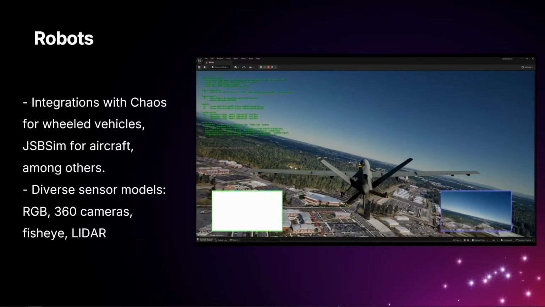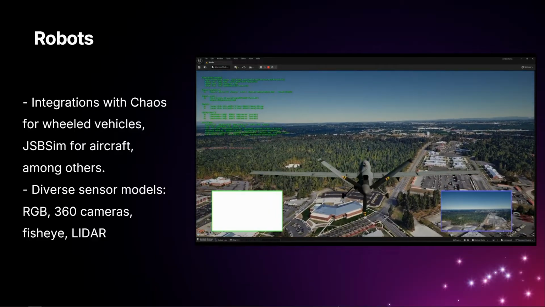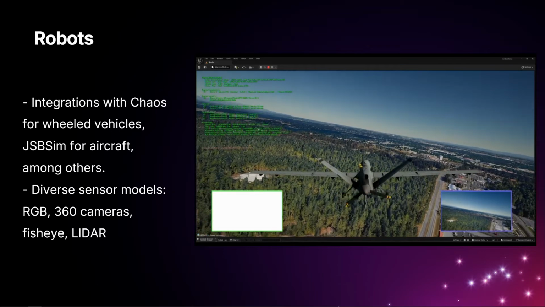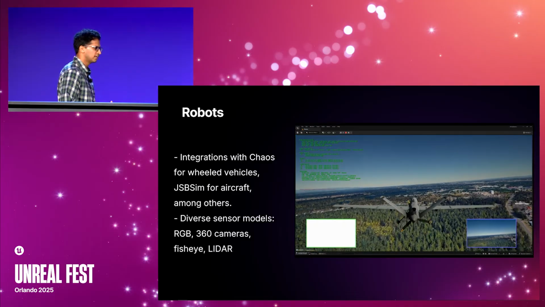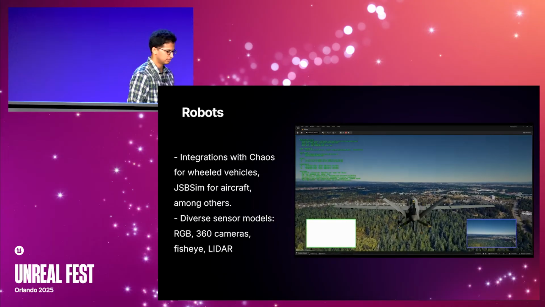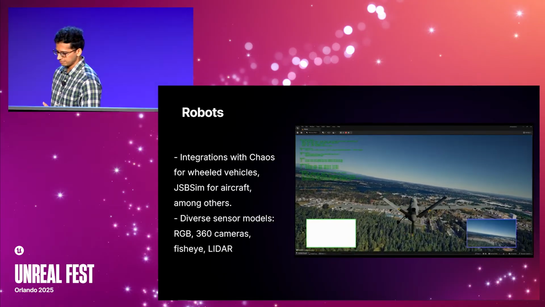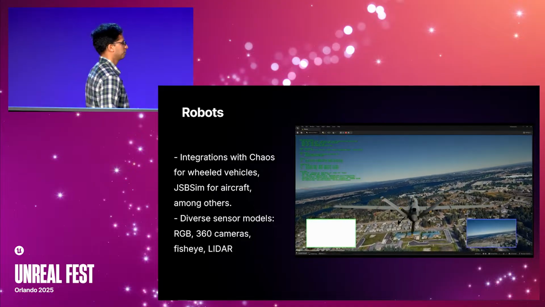But of course, then we come to this aspect of robots. The environments are nothing without the robots actually being able to operate in them. So what we do with AirGen is we have integrations with, for example, Chaos for all of the wheeled vehicle dynamics, and I'll talk about that in a little bit, and also just general physics in the scenes. But there are certain platforms like fixed wings, which Chaos is not necessarily meant for out of the box.